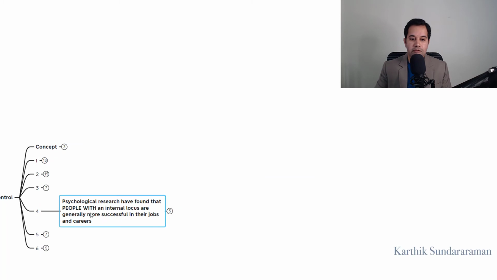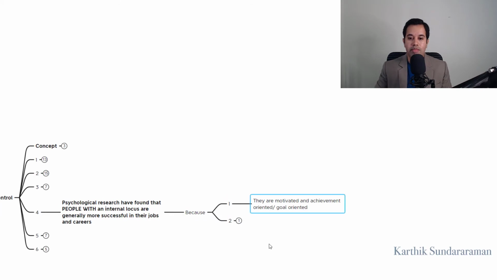The fourth point is, psychological research has found out that people with an intrinsic locus are generally more successful in their jobs and career. It does not mean they are always, but they're generally more successful. Let's figure out why. Because they're motivated and achievement or goal oriented.